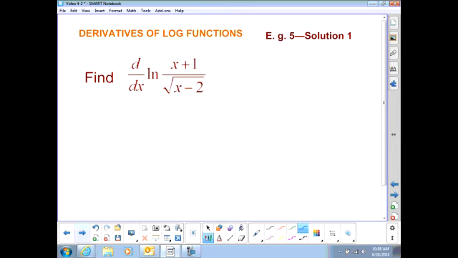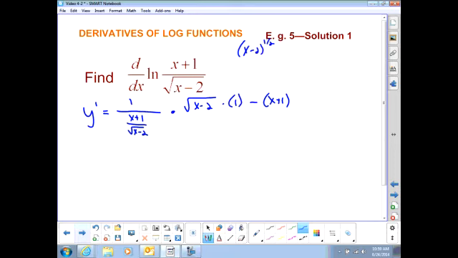Now that might get a little messy, so it might be easier to write this as just the chain rule. So we know it's 1 over x in a normal case, so that means it's 1 over our inside times derivative of the inside. Well, we're going to have to do quotient rule. So we'll do low d high minus high d low.